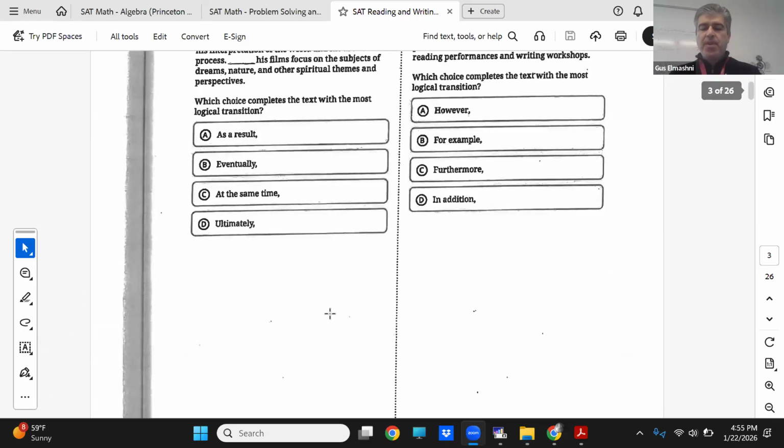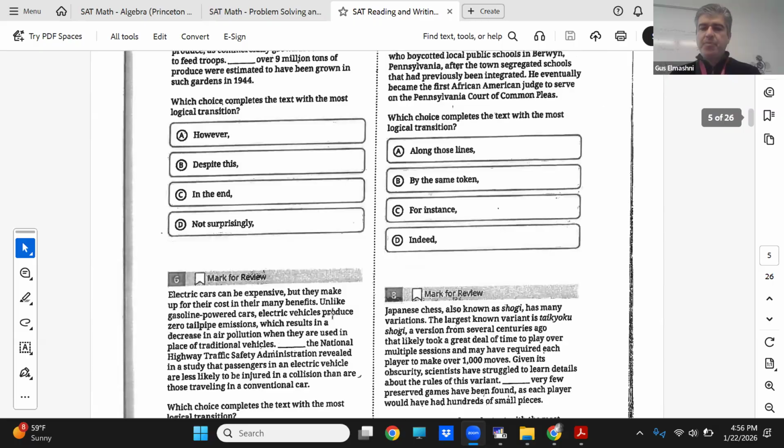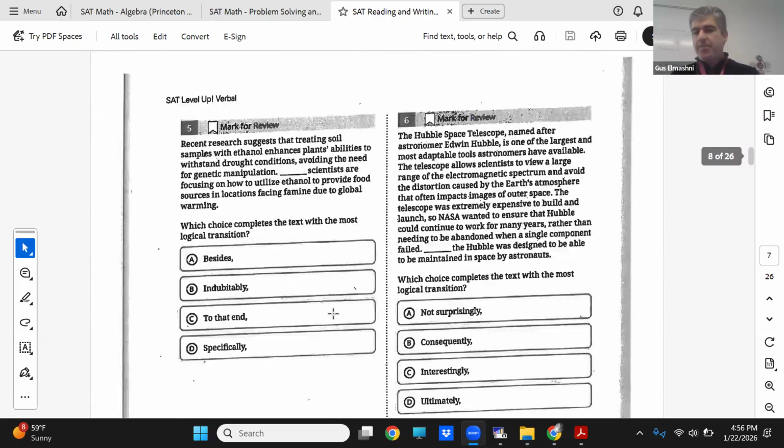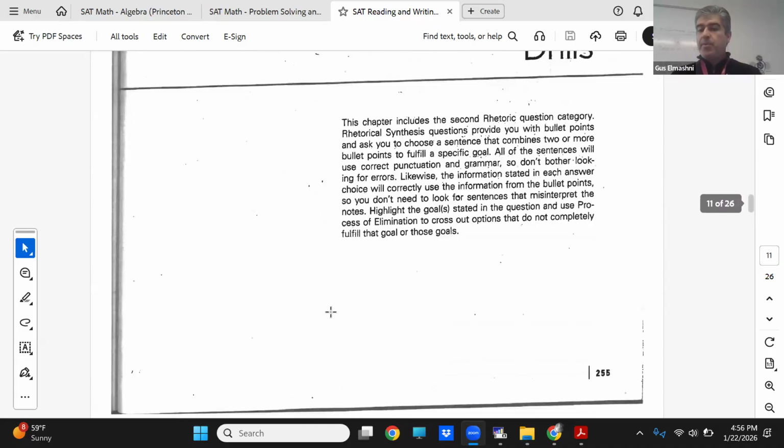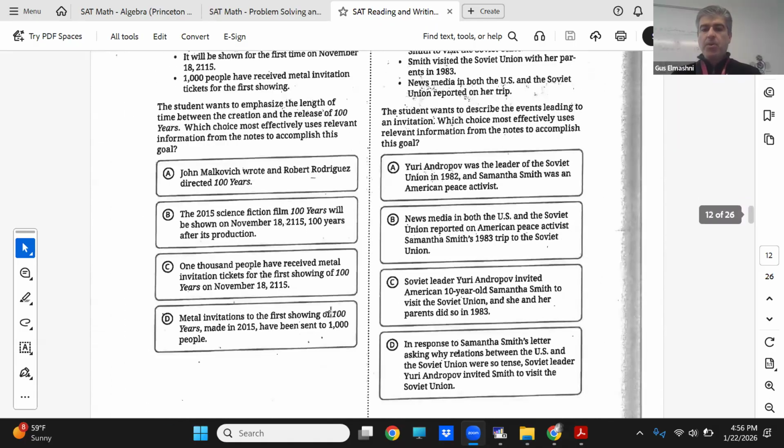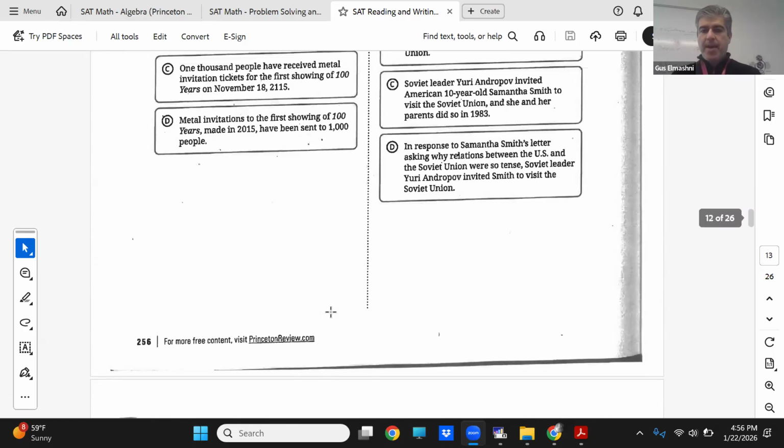So there's a whole bunch of other ones here, and there are some medium ones also. We could talk more about this next time, but I want to move on to rhetorical synthesis. We'll do a couple and then we'll wrap up after that.